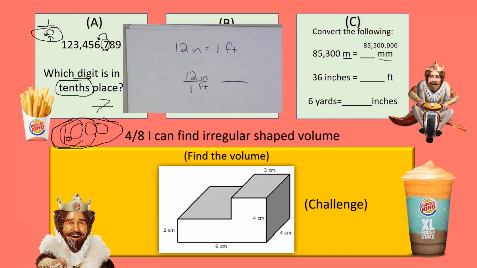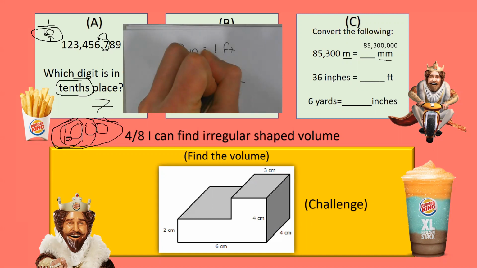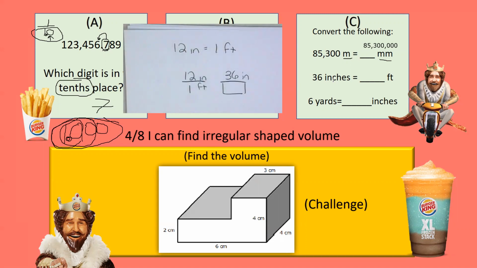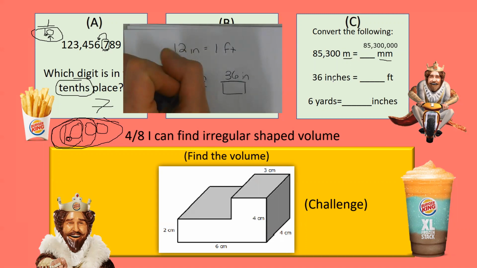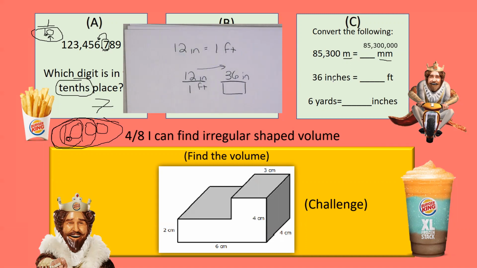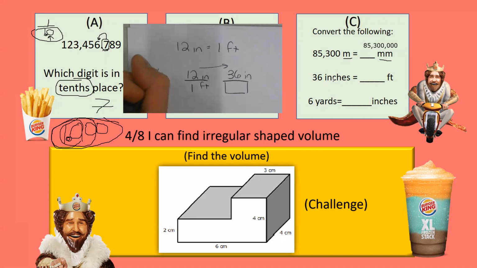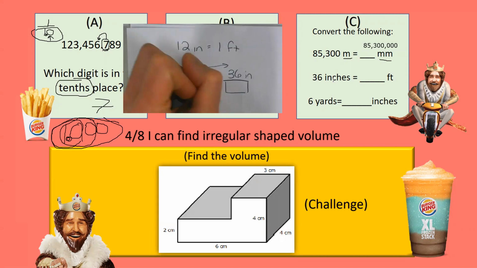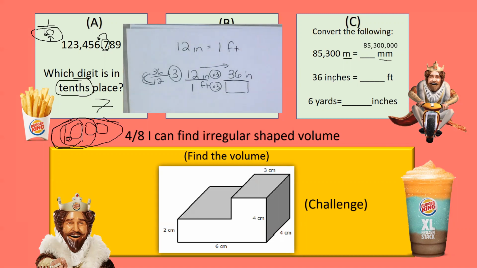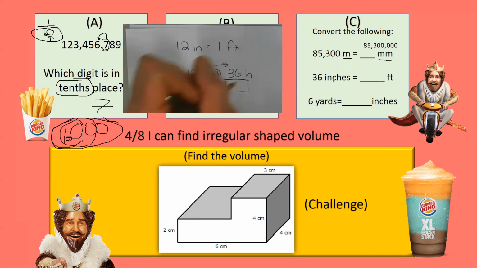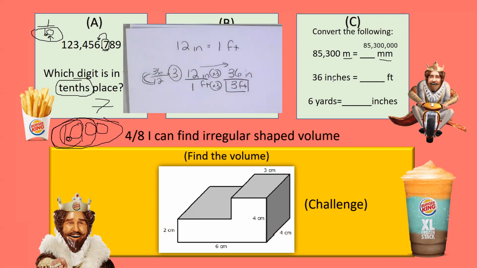So what I have right now is 36 inches. And I don't have this. Ooh, now I have just enough information to figure it out. I have to figure out how many 12s are in 36. Well, 36 divided by 12 is what? 12, 24, 36, 3 exactly. So the magic number is times 3. So therefore, if 12 inches is 1 foot, 36 inches is 3 feet.